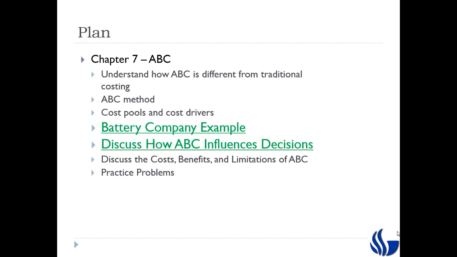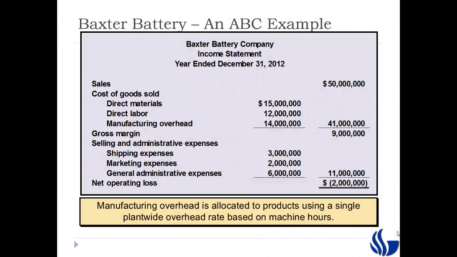Okay, let me go through an example now of how activity-based costing actually works in a fictitious company. I will start by going through a traditional costing approach and then an activity-based costing approach to help make the contrast more apparent. So here we go. Let's assume that we've got this income statement here for Baxter Battery.